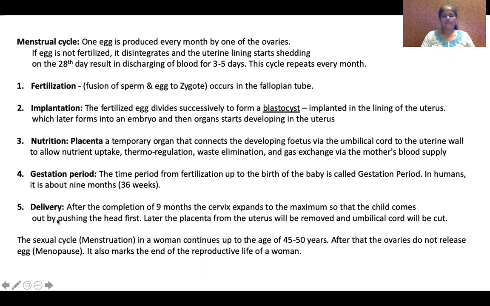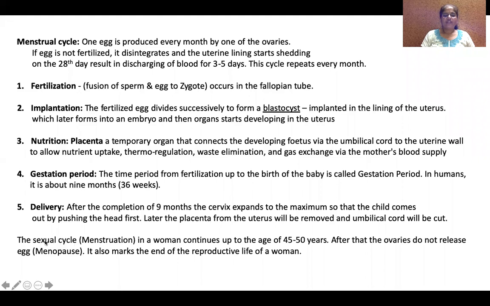Okay, this is the same pictorial representation. For the sake of notes, I have written here menstrual cycle. What is the menstrual cycle? How the cycle repeats every month. First fertilization takes place, then implantation, then how the fetus gets the nutrition from the mother, what the gestation period is, and how the delivery happens.